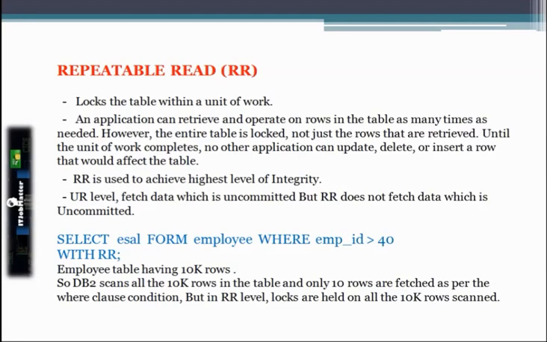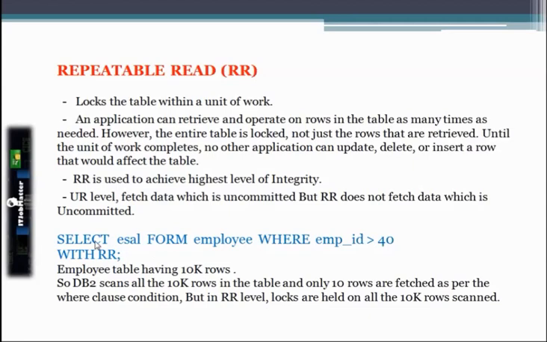Repeatable read page locking strategy is useful when an application program requires consistency in rows that may be accessed twice or thrice in one execution of the program. The entire table or page is locked until the unit of work completes. No other application can update, delete, insert or modify a row that would affect the table or results. RR level of isolation is the most restrictive one.